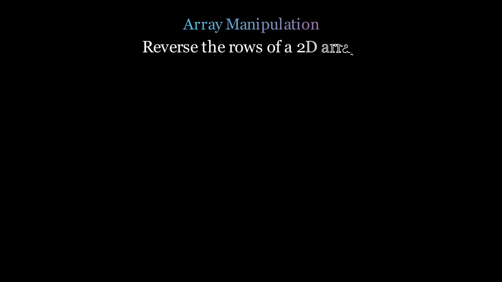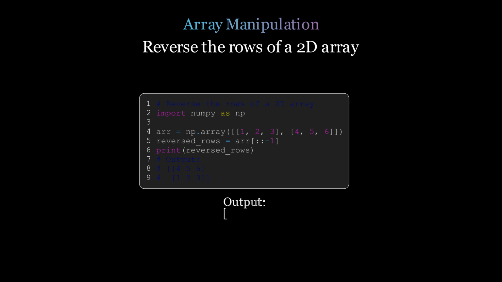Reversing array elements is a common operation. To reverse rows in a 2D array, we use slice notation with r[::-1]. This keeps columns intact but reverses the row order. The first row becomes last, and vice versa. This operation is often used in image processing when flipping images vertically.